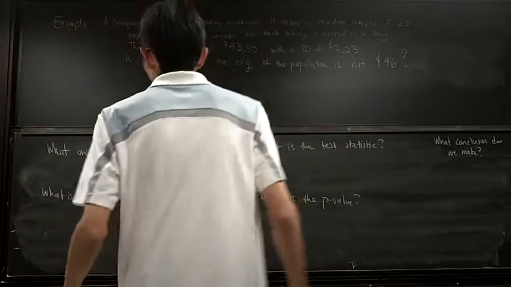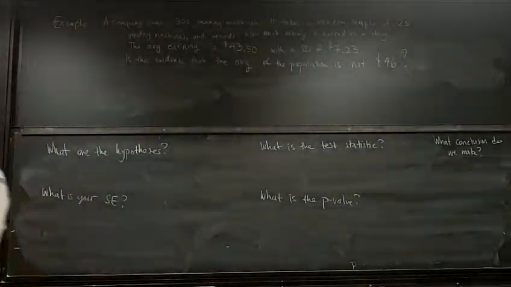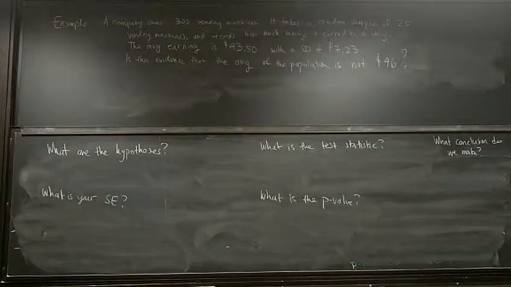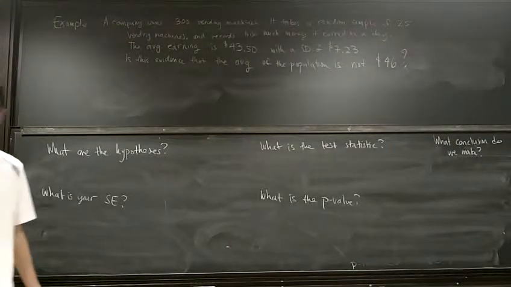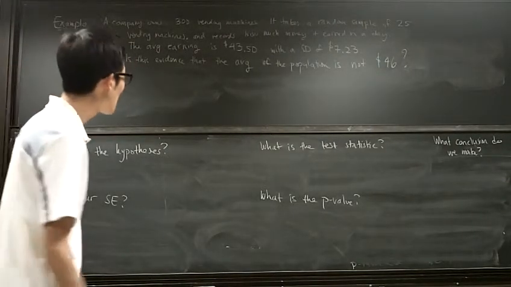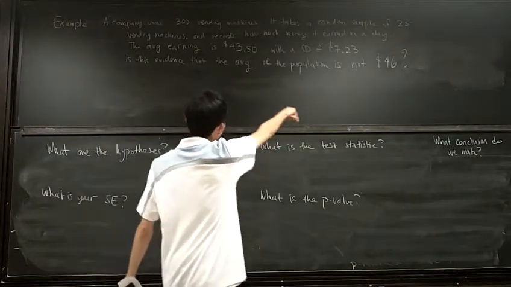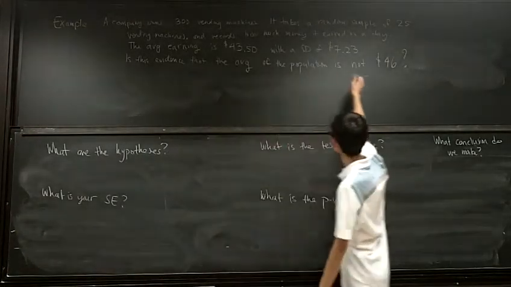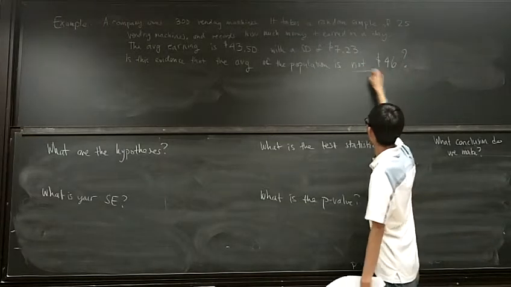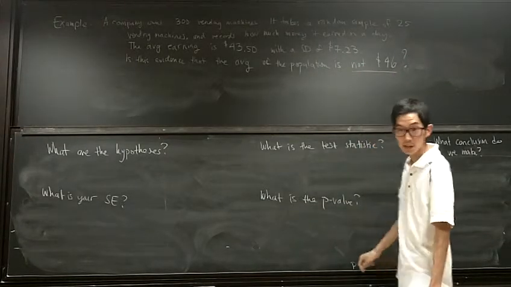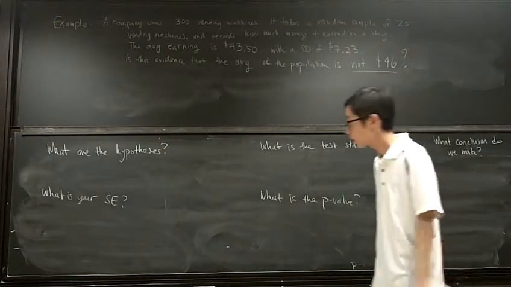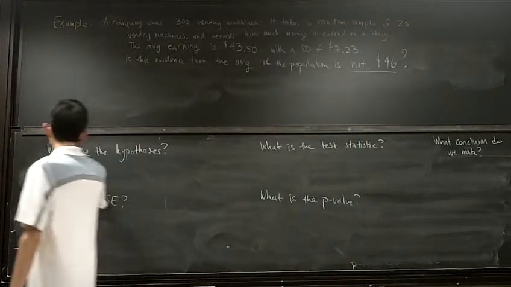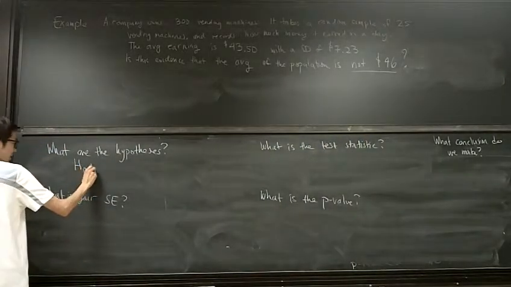Okay, so let's try this. All right, so our hypotheses. Okay, we've got to look at the statement here, and it says, is this evidence that the average of the population is not $46? Okay, so from there we can figure out our null and our alternative hypothesis.